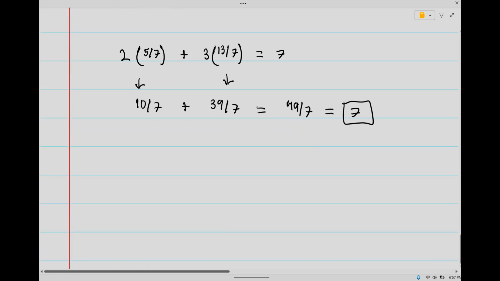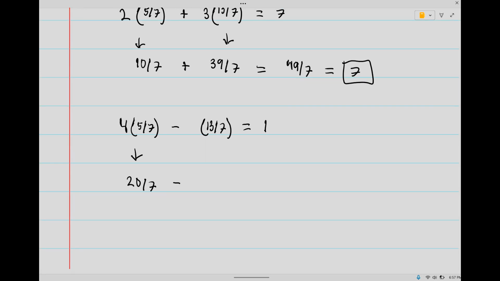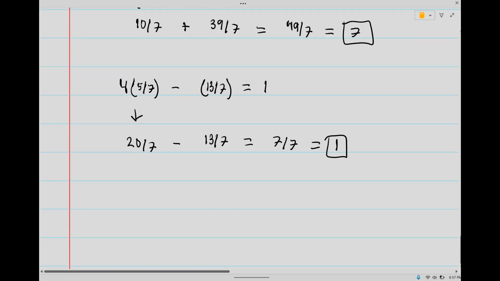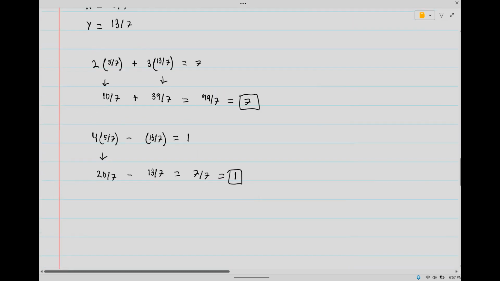And now for the second equation, it's 4 times 5 over 7 minus 13 over 7 should equal 1. 4 times 5 over 7 is just 20 over 7. 20 over 7 minus 13 over 7 is just 7 over 7, which is 1. So this equation is also true. So basically the values we found satisfy the second equation. So yeah, that's pretty much how to do Cramer's rule.